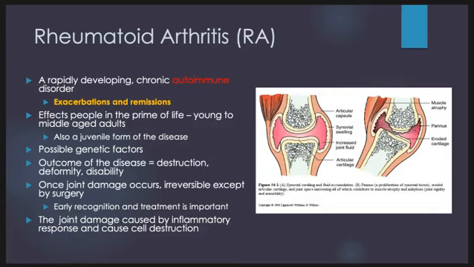It is a well-known outcome of the disease that there is destruction, deformity, and disability. Sadly, once there is joint damage, this will limit range of motion for these patients. Surgery may be needed to regain some mobility. For example, joint replacements are common surgical treatments for joint damage.